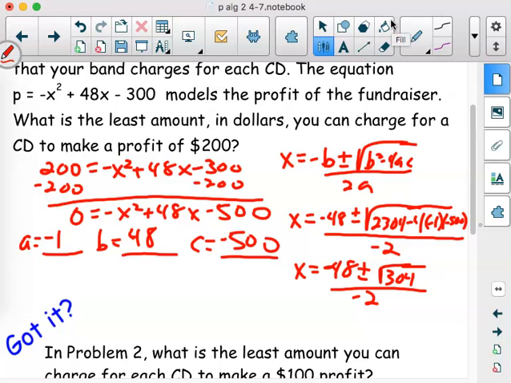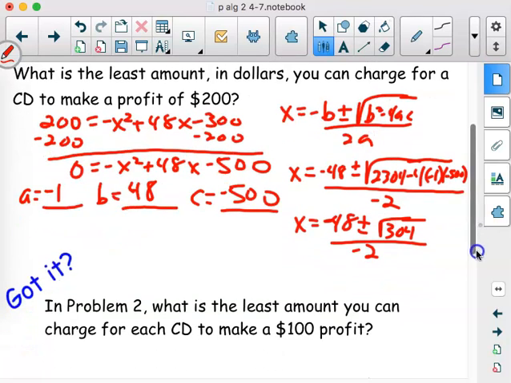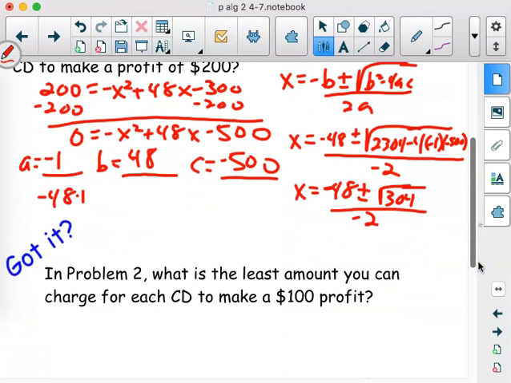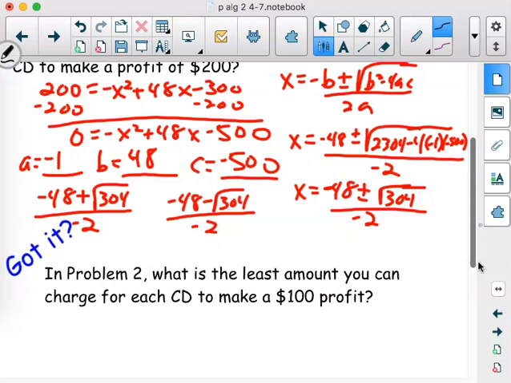We can't tell somebody that we need to sell negative 48 plus or minus the square root of 304 divided by negative $2 worth of stuff. That doesn't make any sense. So we have to punch these in separate and see what that dollar amount would be. So we will need negative 48 plus the square root of 304, all divided by negative 2. And negative 48 minus the square root of 304, all divided by negative 2. And if we put parentheses around the top, then the calculator will know exactly what to do. It'll know, hey, you have to do all of this stuff on the top first before you divide it by negative 2. So let's punch those in.